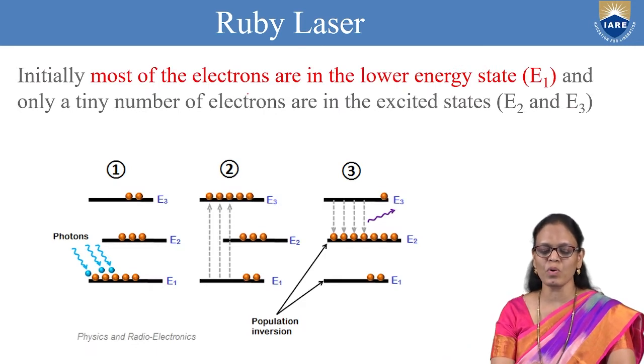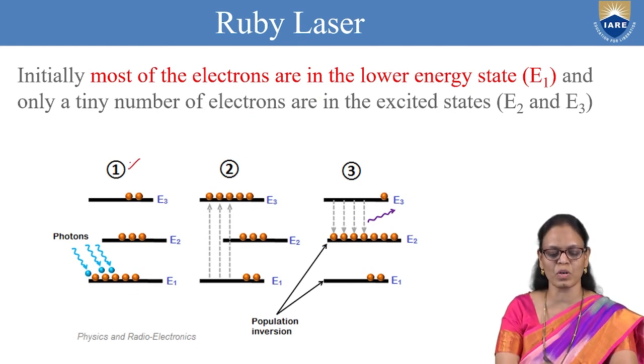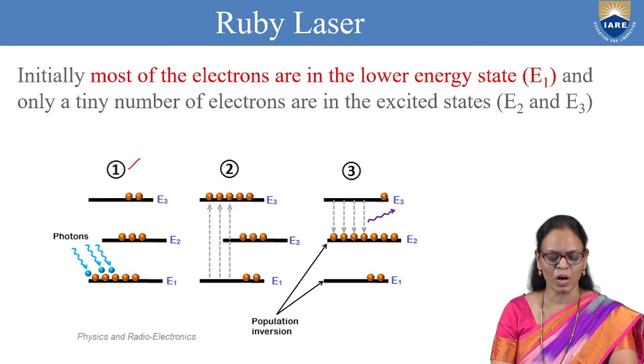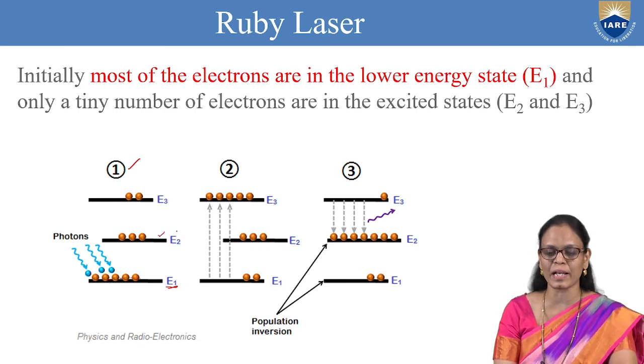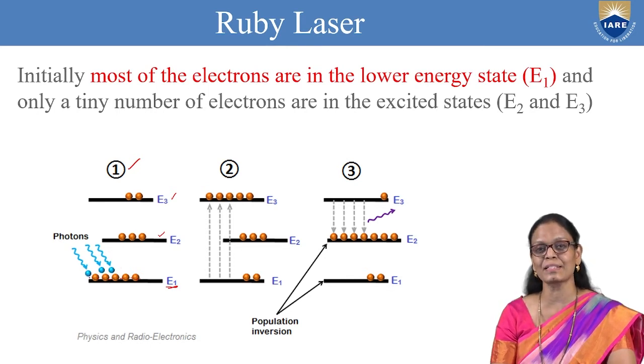Now, initially, most of the electrons are in the lower energy state E1. If you see the first figure here, we focus on the first one. Most of the electrons are in E1, which is the ground state, and we have very few in E2, the metastable state, and E3, the excited state. So most of them are in the ground state. Now what we are going to do is supply energy and excite them.